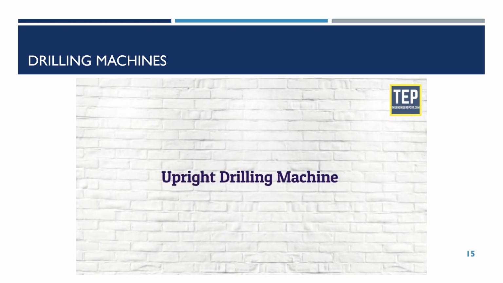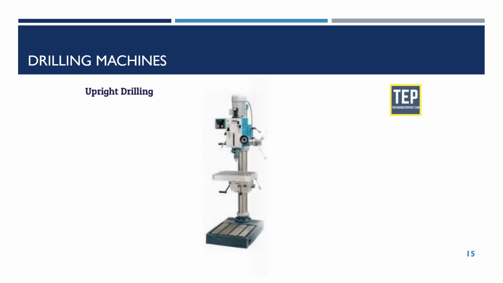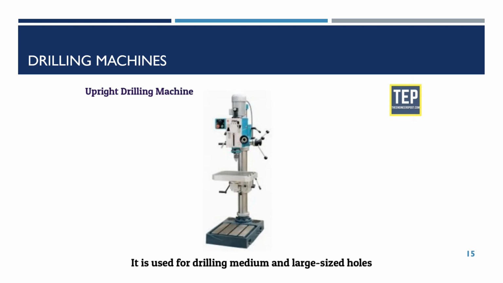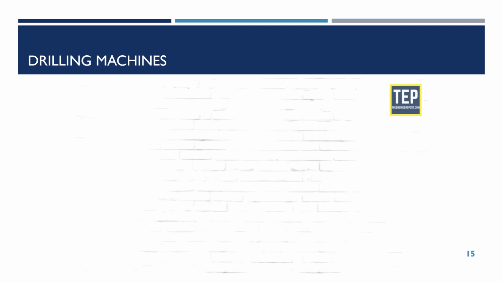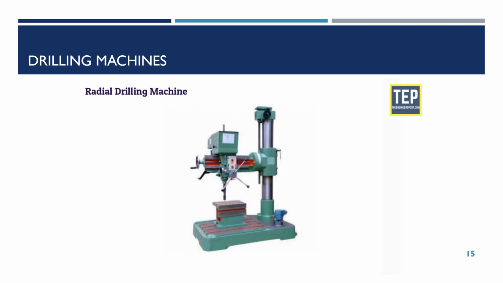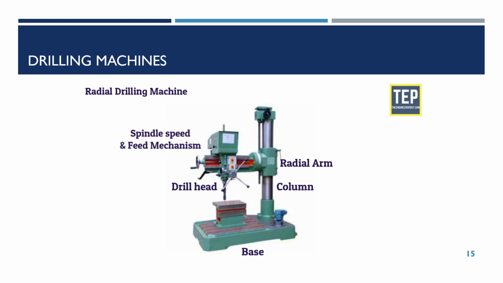Upright drilling machine. Upright is larger in size and stronger than the sensitive drilling machine. It is used for drilling medium and large-sized holes. Based on the type of column used, it is classified as round column and box column upright drilling machines. Radial drilling machine. The radial drilling machine is shown in the figure. It consists of the base, column, radial arm, drill head, spindle speed, and feed mechanism.